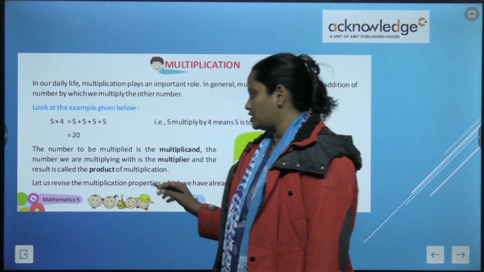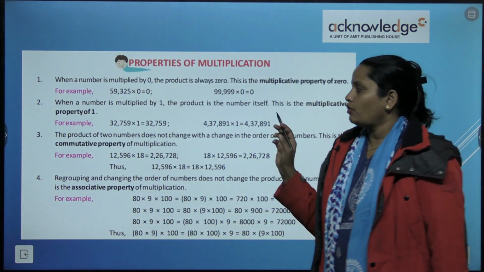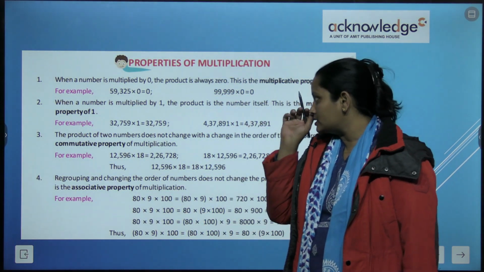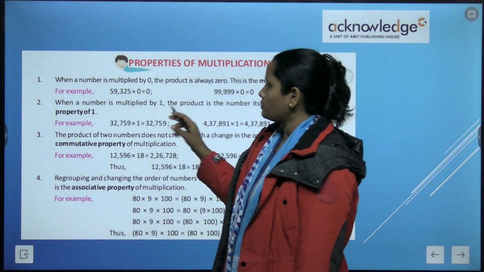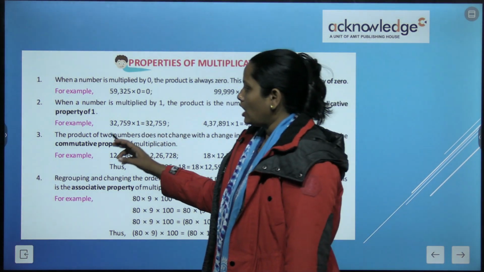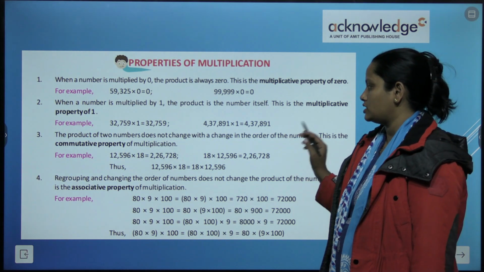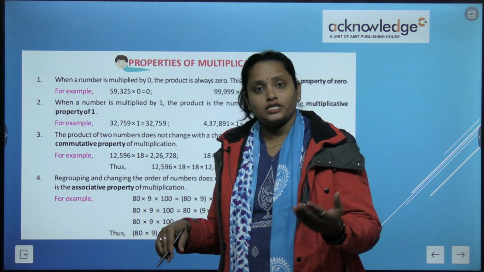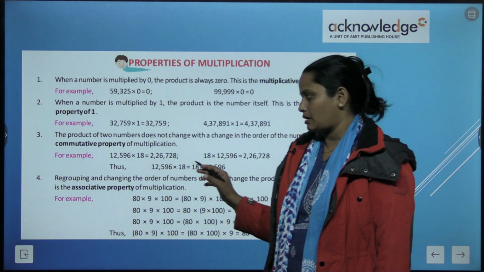Now let's revise the multiplication properties which we have learned in earlier classes. What are the properties? When a number is multiplied by 0, we get 0 as answer. Second property says when a number is multiplied by 1, we get the number as an answer. Now the third property says the product of two numbers does not change when we change the order. If we multiply two numbers and also change their position, it will not make any difference to the answer. Here you can see in this example.